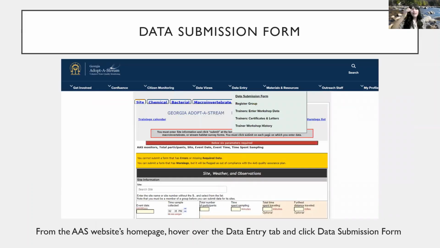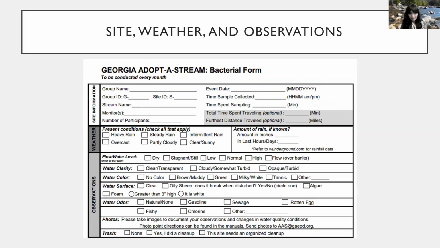All right, so this is the online data submission form. You have to be logged in with an up-to-date certification in order to see this page. And this is where you're going to enter all the different types of data that you collect. So you can see that there's a tab there for bacterial data. We'll go over this online form in a little bit more detail in a minute, but we'll go on to the paper form.